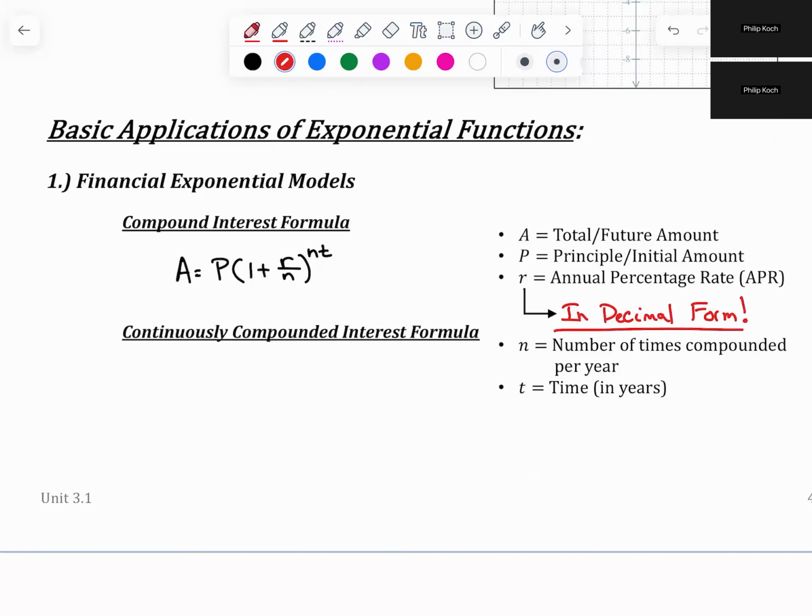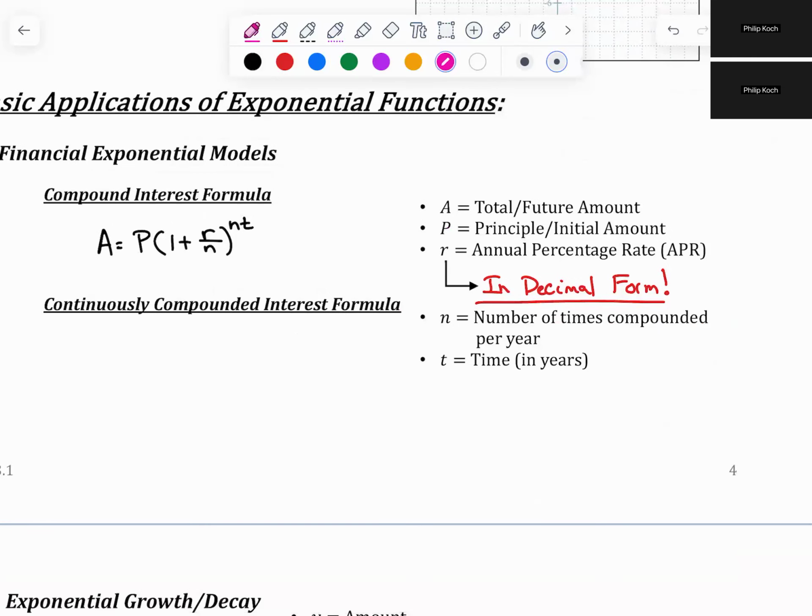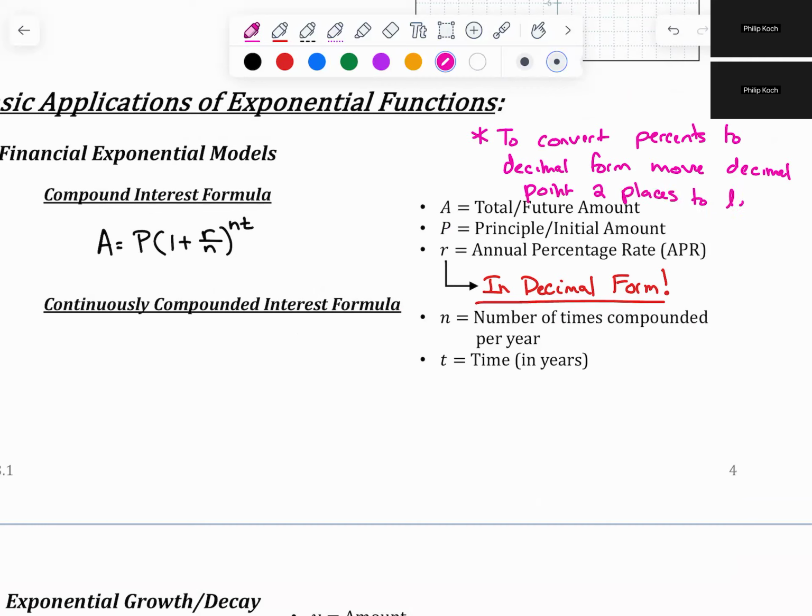It needs to be in decimal form. And I don't think we've talked about that before, but maybe I should add a little note here. To convert percents to decimal form, move the decimal point 2 places to the left.